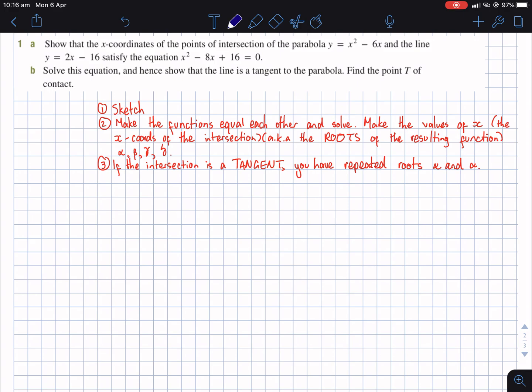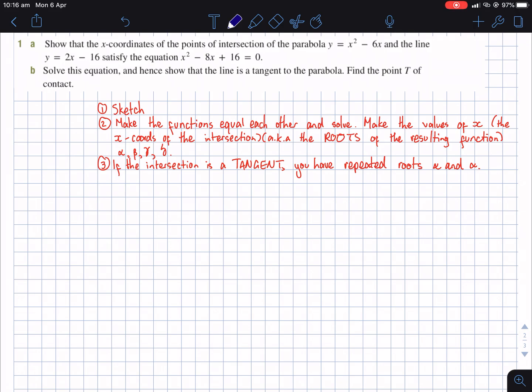So I'm going to label them alpha, beta, gamma, and delta, just like we did before, because we know certain rules about alpha plus beta, alpha times beta, the sums and products of these roots, because that's what we learned in exercise 10F. And if they tell you the intersection is a tangent, then you have repeated roots, and we're going to call those alpha and alpha every time. You get more complicated situations later, and we'll talk about that later.